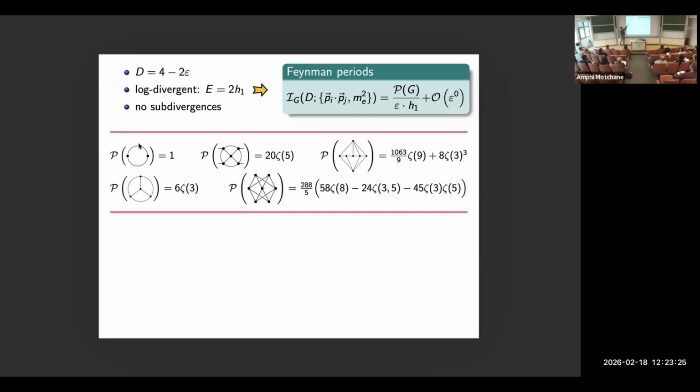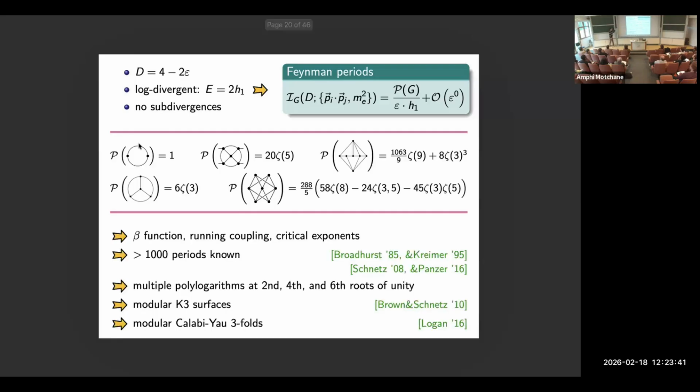If you take this bubble graph, it turns out to be 1 over epsilon plus stuff. If you look at this graph, there's 6 zeta of 3 over 3 epsilon plus stuff. So you get all kinds of interesting numbers, zeta values, if you just look at the 1 over epsilon poles of these diagrams in the actual theory.